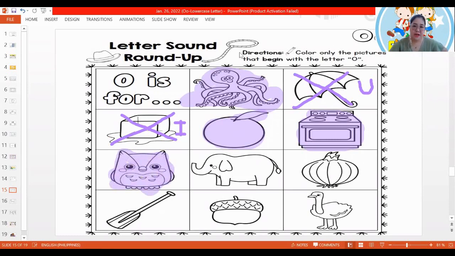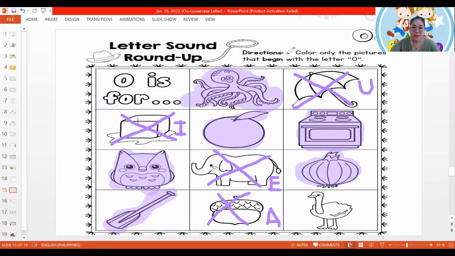Then we have elephant. Are we going to color elephant? No, because elephant doesn't begin with the letter O. It begins with the letter E. Very good. Let's mark an X and write letter E. And then we have onion. Yes. Let's color that. Then we have or. Are we going to color or? Yes, also. And then we have acorn. It has the letter A in the beginning, so that should be an X mark and the letter A on the side.